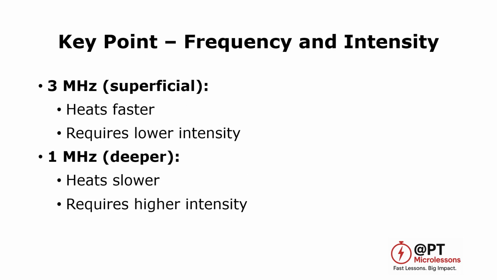One thing you will see often with ultrasound settings is that one setting affects the others. For example, frequency directly affects intensity selection. Since 3 MHz targets superficial tissues, it will build up heat faster. Thus, it will require a lower intensity. On the contrary, since 1 MHz targets deeper tissues, it will heat more slowly. Thus, we will use a higher intensity. So for the same treatment goal, we adjust intensity based on the depth of the target tissue.